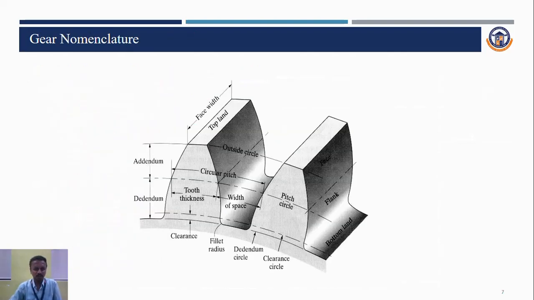Gear nomenclature. So, in gear nomenclature, there are some terminologies like addendum, dedendum, face width, top land, circular pitch, tooth thickness, clearance, dedendum circle, addendum circle, clearance circle, width of space, pitch circle, flank, face, bottom width. Some important terminologies we are going to discuss in the next slides.